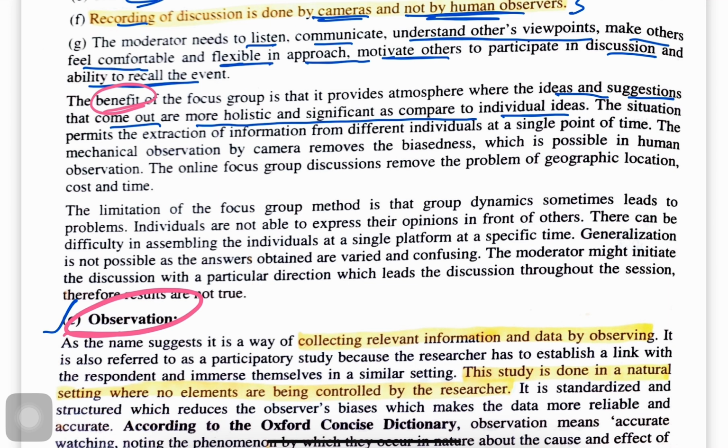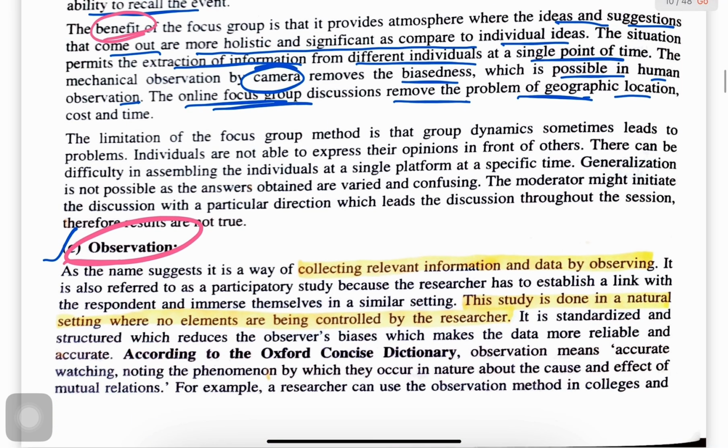The situation permits the extraction of information from different individuals at a single point of time. The mechanical observation by cameras removes the biasness which is possible in human observation. The online focus group discussion removes the problem of geographical location, cost, and time.